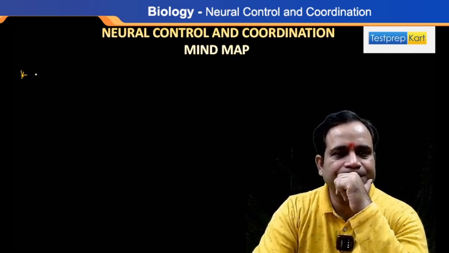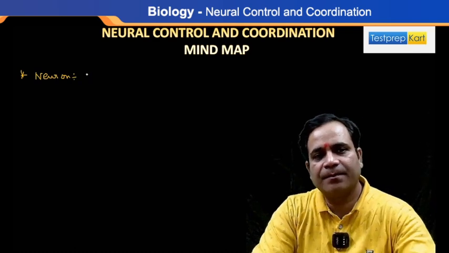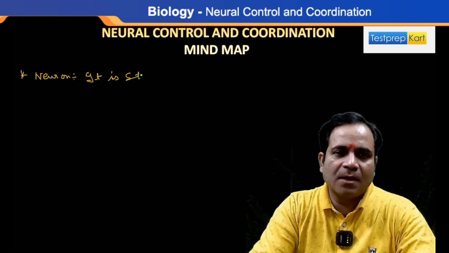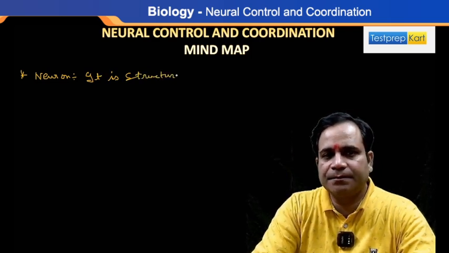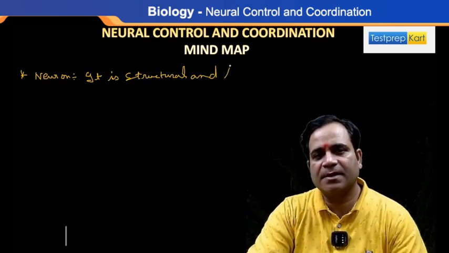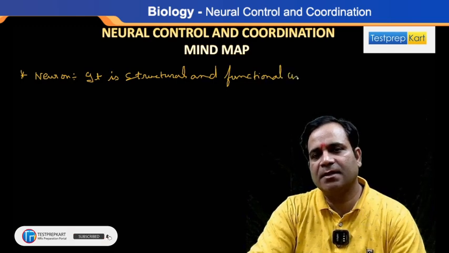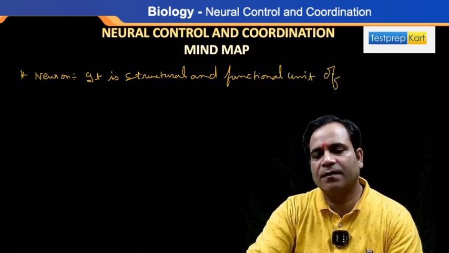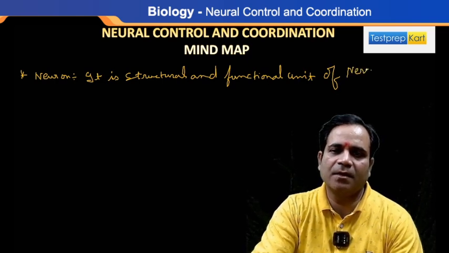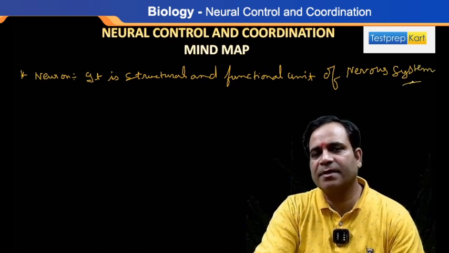Neuron. The neuron is a structural and functional unit. Structural and functional unit of the nervous system. So this one is important.